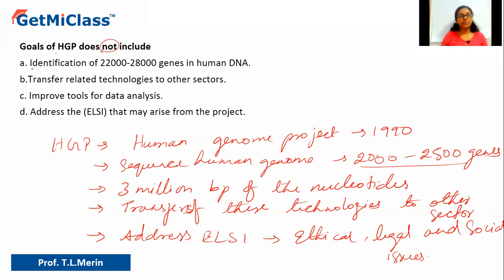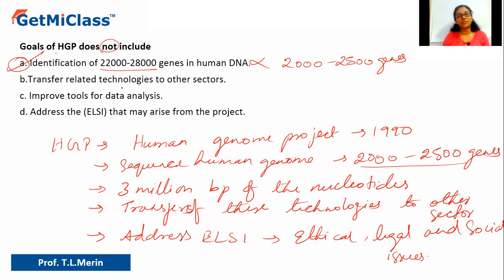Now let us see. Option A says identification of 22,000 to 28,000 genes, which is incorrect because they had the aim of identifying 2,000 to 2,500 genes. But here they have given 22,000 to 28,000, which is incorrect. So that means this is the one which is not the goal of HGP. So this should be the correct answer.